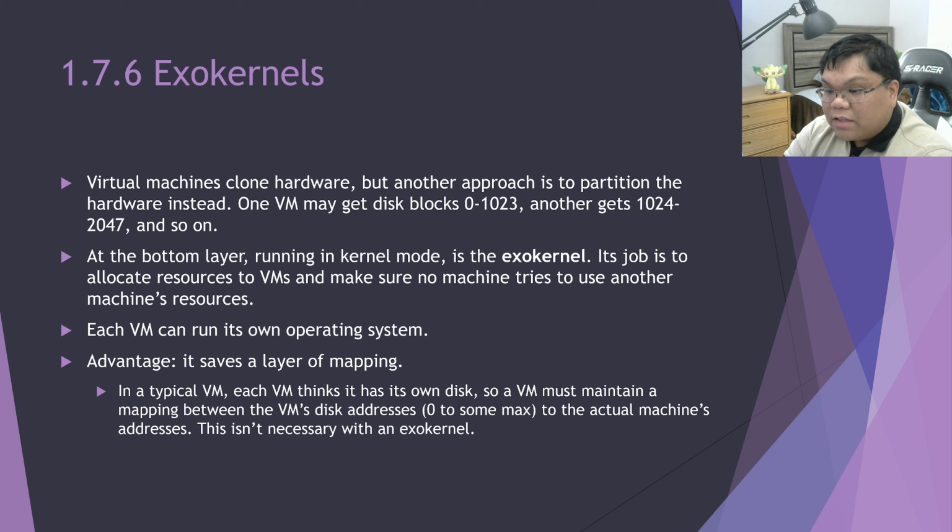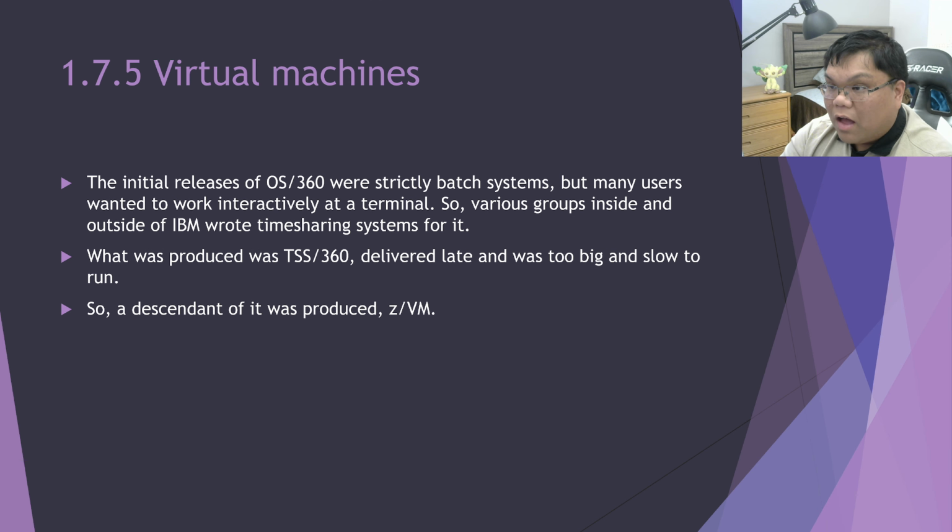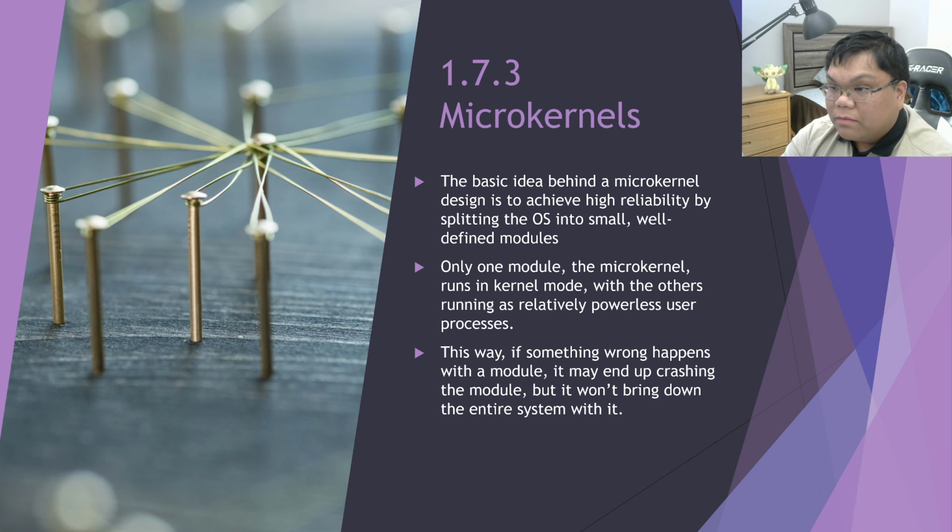The advantage to this is that it saves a layer of mapping. In a typical VM, each VM thinks it has its own disk, so a VM must maintain a mapping between the virtual machine's disk addresses and the actual machine's addresses. And an exokernel doesn't need any of this. So those are the 6 kinds of operating systems as described in the book.